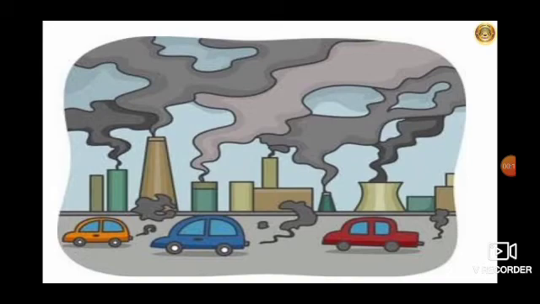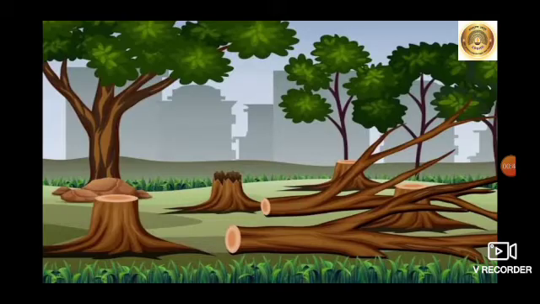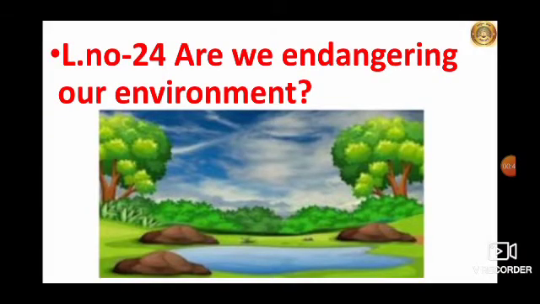Children, what do we mean by pollution? Yes, pollution means the presence or introduction of a substance into the environment which has harmful or poisonous effect. For example, vehicles we use for traveling, the smoke removed from vehicles, all garbage thrown into river water, and cutting down of trees are harmful for our environment. So children, today we are going to learn a new lesson, that is, are we endangering our environment?